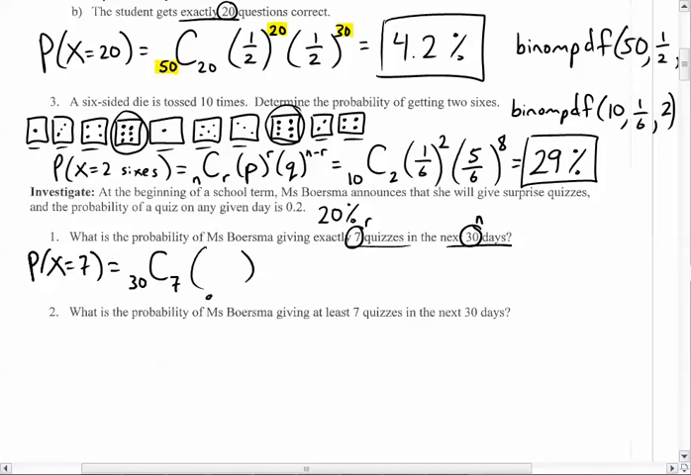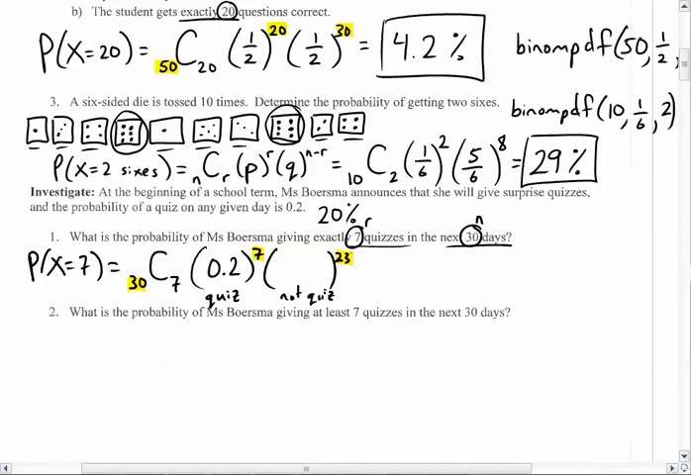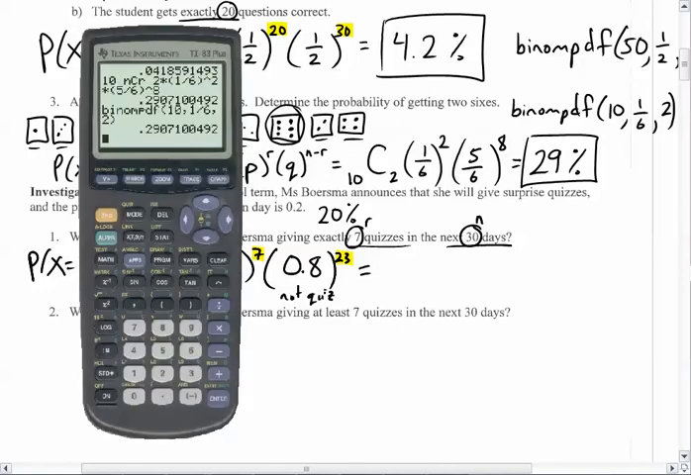The chance of getting a quiz is 20%. That's going to happen on 7 days. Chance of not having a quiz then would have to happen on the rest of the days. So if I have 7 quiz days out of 30, that means I'm going to have 23 not quiz days. The chance that you're not going to get a quiz is 80%, exactly the opposite complementary probability of having a quiz. So again, we can calculate this in 2 ways.